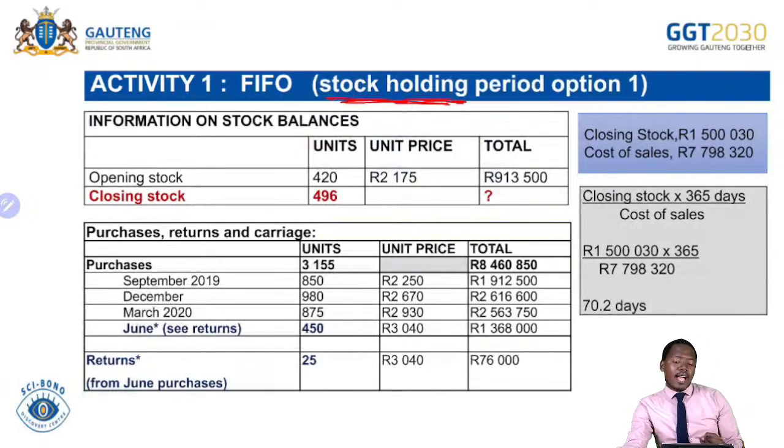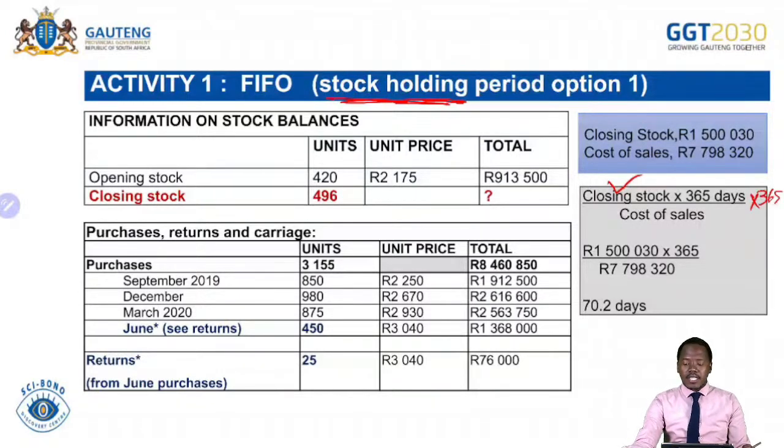Now, how do I calculate this, grade 12 now? I'm making my closing stock the subject of the formula because the question was saying how long is my closing stock. So my closing stock becomes the subject of the formula. So I put it up as my numerator in my fraction. So there's my closing stock, and then I am going to multiply by 365 divided by cost of sales.